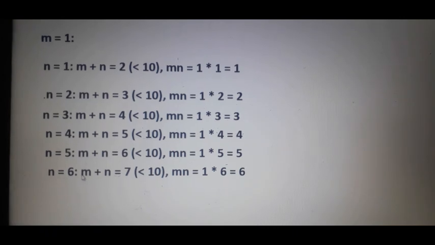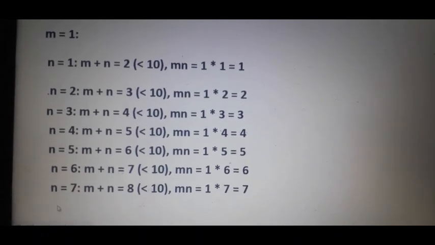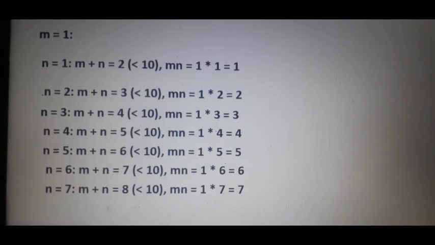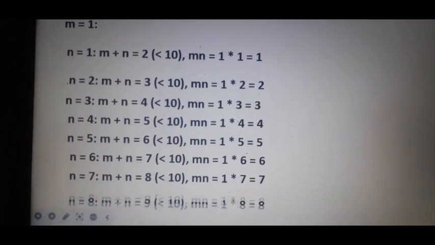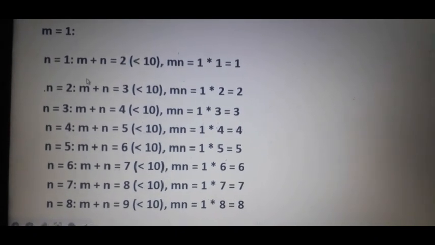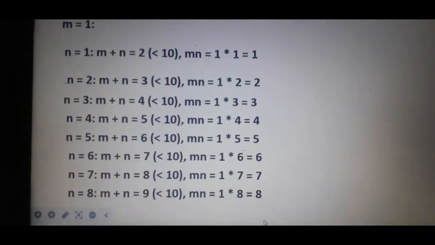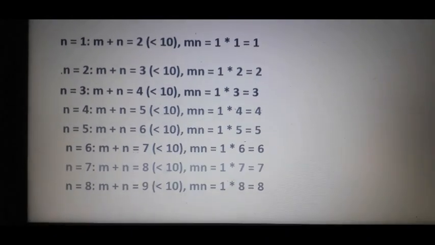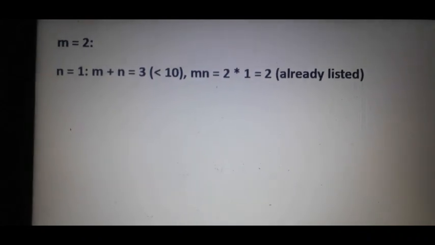Again, if n is 6, 6 plus 1 is 7, which is less than 10, and the product is 6. If n is 7, 7 plus 1 is 8, less than 10, and again the product is 7. If n is 8, 8 plus 1 is 9, less than 10, so the product is 8. Now let's come to m equals 2.